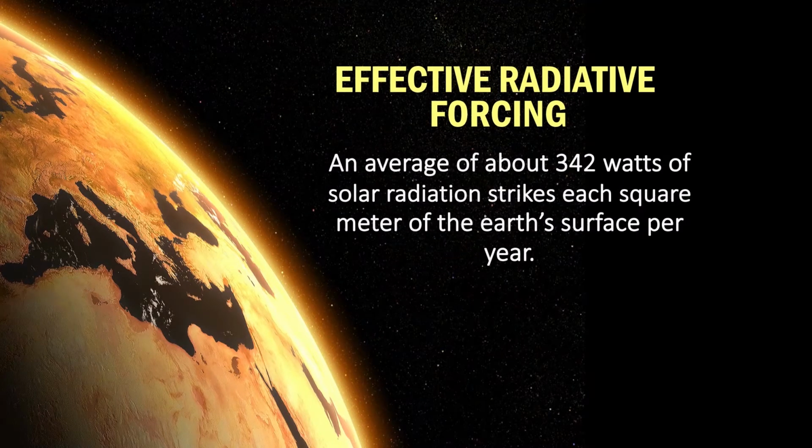We know that an average of about 342 watts of solar radiation strikes each square meter. We call that the solar constant.